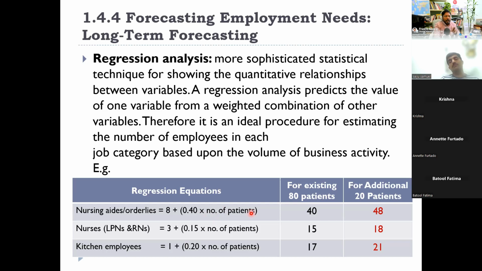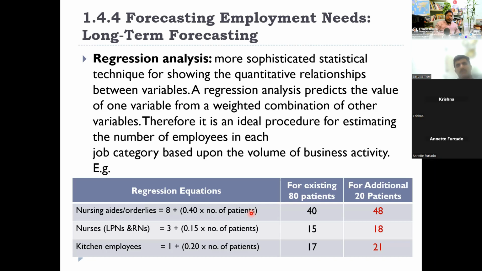What is the figure you are getting, Chaiju? Are you there? 0.40 into the number of patients, 80. Yeah, 32. I'm getting 32. Are you getting 32? All of you, please calculate. 32 plus 8 equals 40. Correct? Saiji, you got it? And Krishna, are you with me? Yes, got it. Okay, so 40 plus 8, you are getting 48.